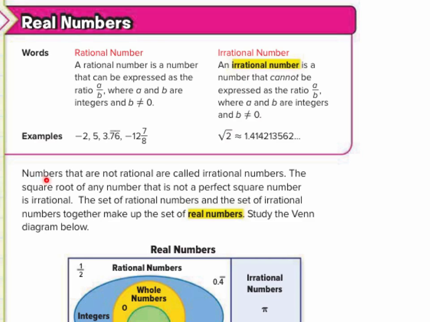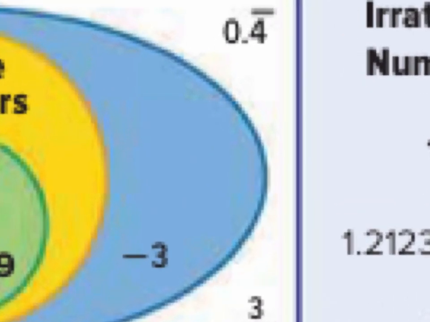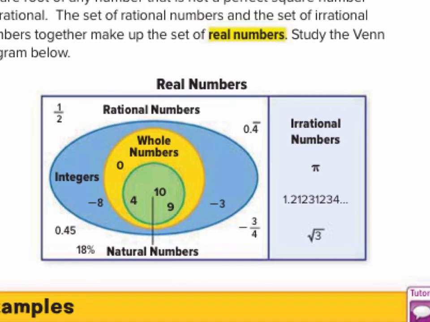Numbers that are not rational are called irrational numbers. The square root of any number that is not a perfect square number is irrational. The set of rational numbers and the set of irrational numbers together make up the set of real numbers. Study the Venn diagram below. Too close to study? Oh, okay, let's back it up.